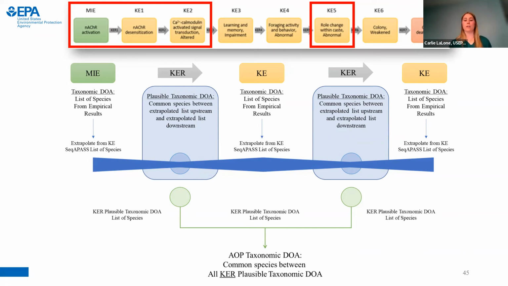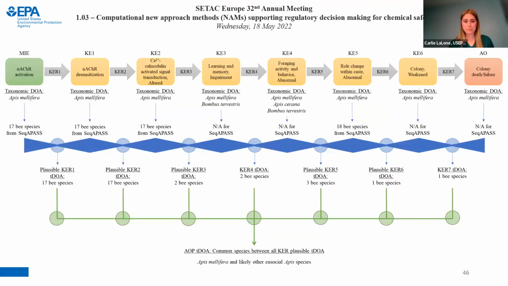And then further, if we're trying to define the taxonomic domain of applicability for the entire adverse outcome pathway, we can then take those nodes from the key event relationships and understand the common species between all key event relationships. And that would help us to define the plausible taxonomic domain of applicability for the full adverse outcome pathway framework.